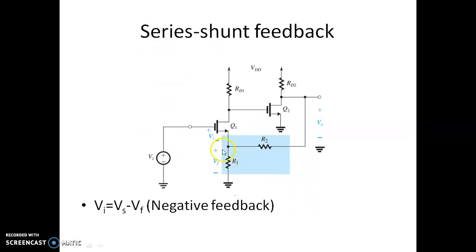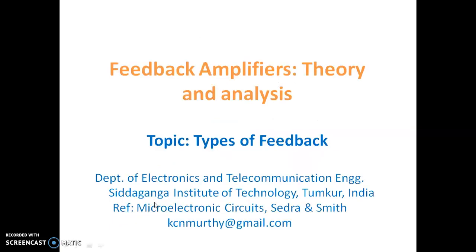One more such example is using MOSFETs, where we have a source-degenerated CS amplifier followed by a CS amplifier. The output of the second CS amplifier is applied at this point. Here you are sampling the voltage and applying a portion of it as the input voltage, which will subtract from this Vs. So the input voltage applied to the MOSFET is Vs minus Vf. So it's again a series-shunt feedback amplifier.